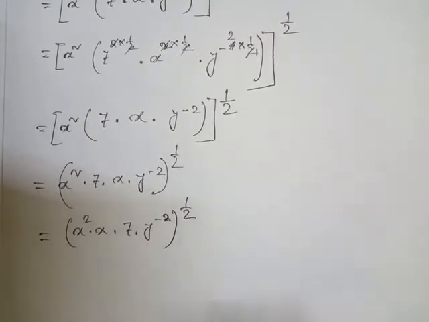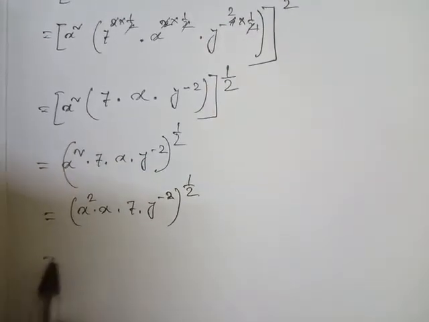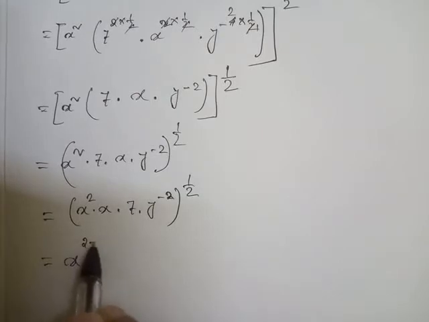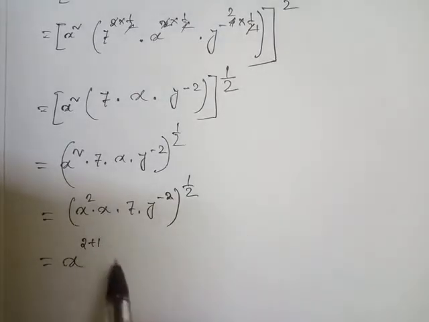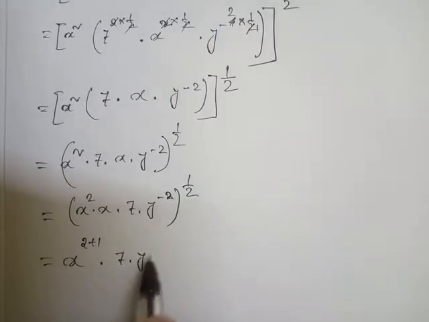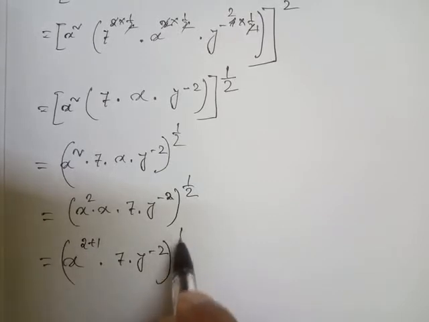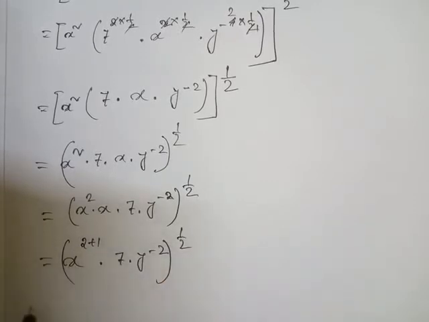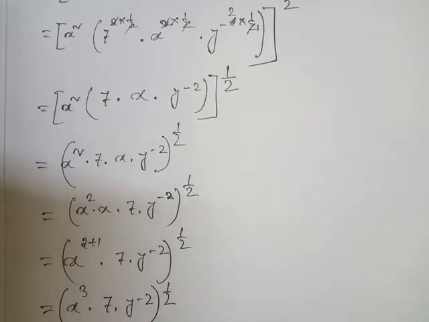Now look here, base same, power should be added, so next would be 2 plus 1, there is nothing, means 1, 2 plus 1 into 7 into y to the power minus 2, and there is half. Now this could be 2 plus 1, 3, so x to the power 3 into 7 into y to the power minus 2, whole thing to the power half. Now we are going to split up one by one.